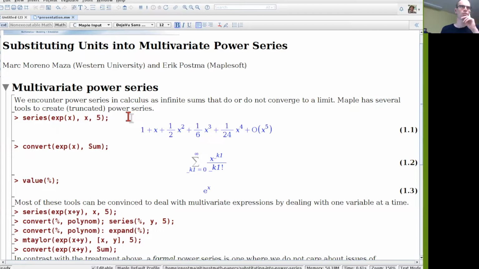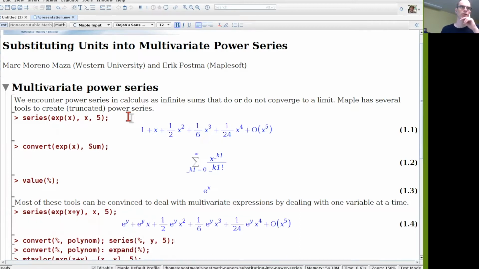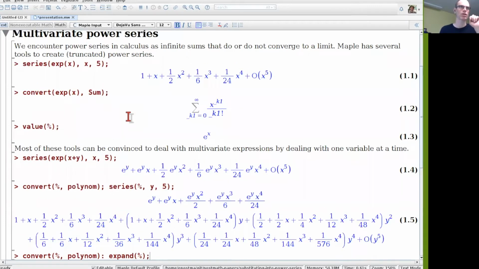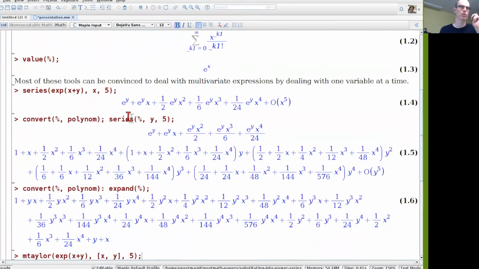Most of these tools can be convinced to deal with multivariate expressions by dealing usually with one variable at a time. So with series, it's slightly messy, but this is how you do it. You take the series with respect to one variable, you convert it to a polynomial, and then you take the series with respect to a different variable, and you convert it to a polynomial in that variable, and then finally you get, in this case, the answer with all the terms in degree less than 5 in both x and y.